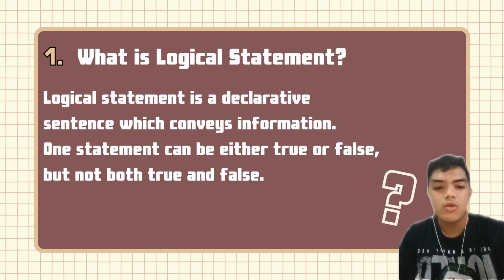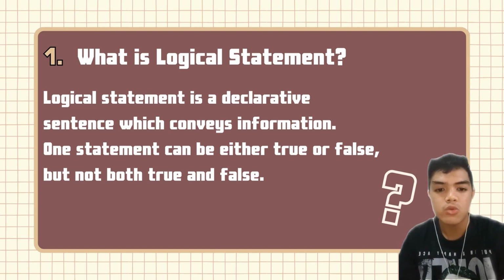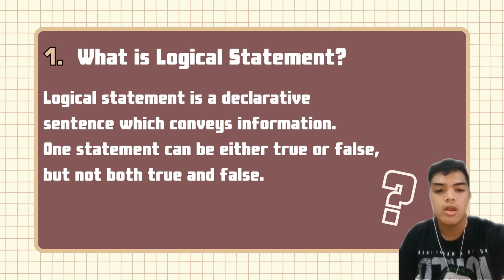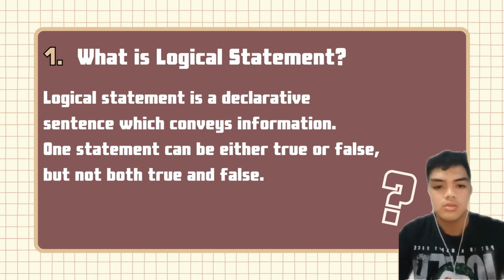Ang pinaka-indicator nga para malaman natin na ang isang sentence ay isang statement is kung declarative sentence nga ba ito. It doesn't matter kung true or false siya as long as isa siyang declarative sentence. Pero there are some instances na ang isang declarative sentence ay hindi pwedeng maging statement. Ito nga yung sentence na pwedeng maging both true and false.